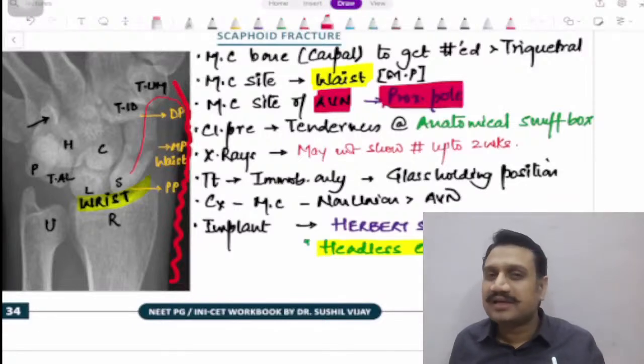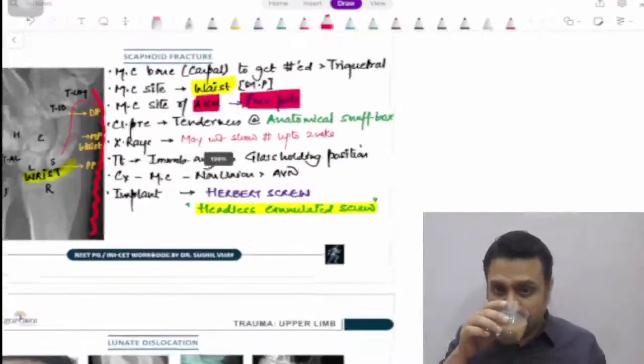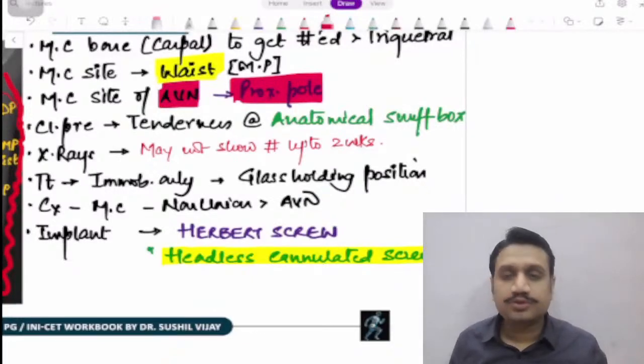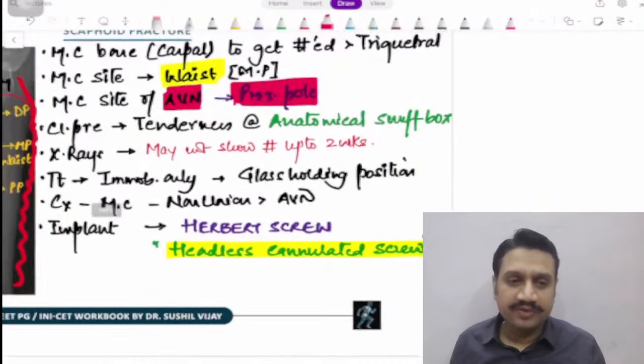What is that special kind of screw which is used in the scaphoid? That is called the Herbert screw. I hope it is fine with everyone.